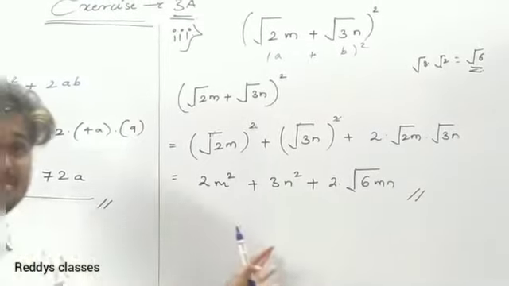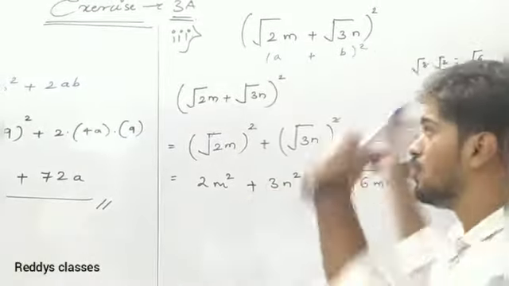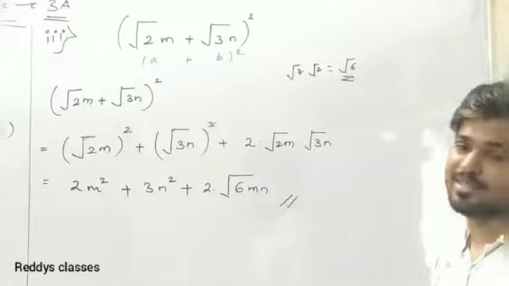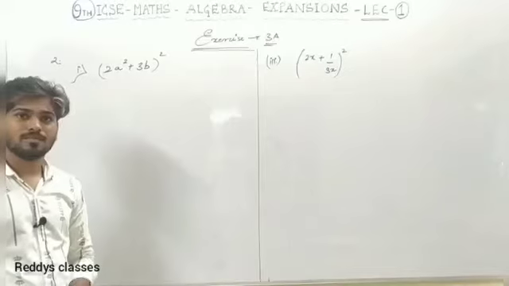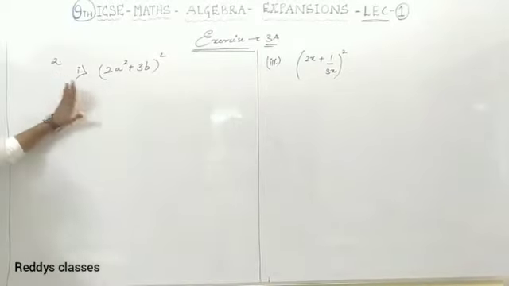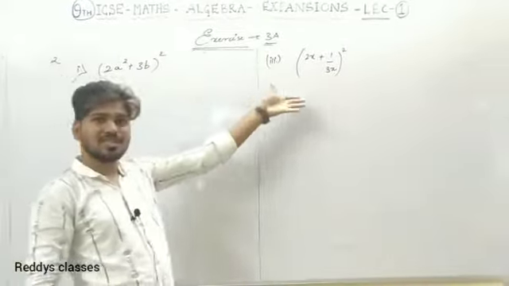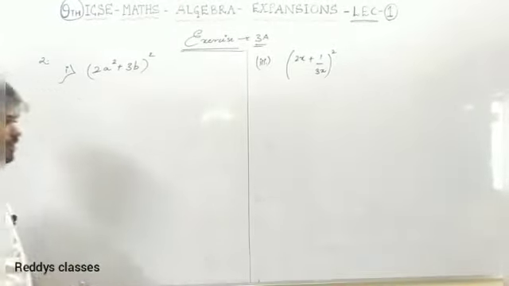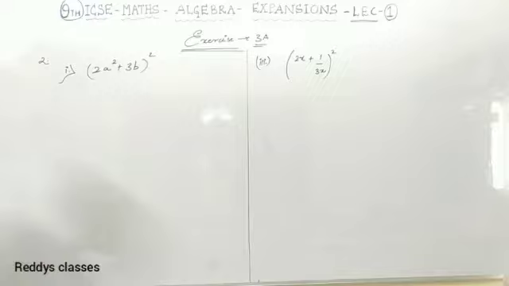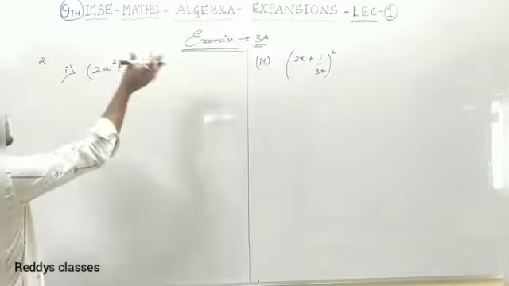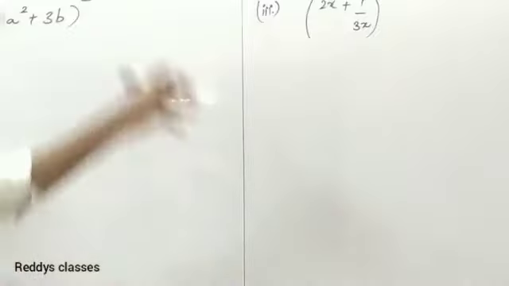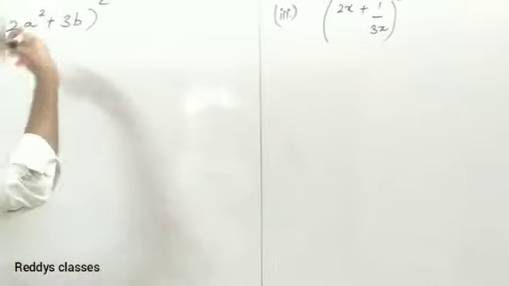Okay, these are the basic concepts. You have to learn the formulas and you have to go through the answers. That's it. Let us go to the next question now. Let us start with question number 2, first question and once again the third question here. We are solving only the toughest one. You have to do the rest as homework. So we have one question: 2a square plus 3b the whole square.